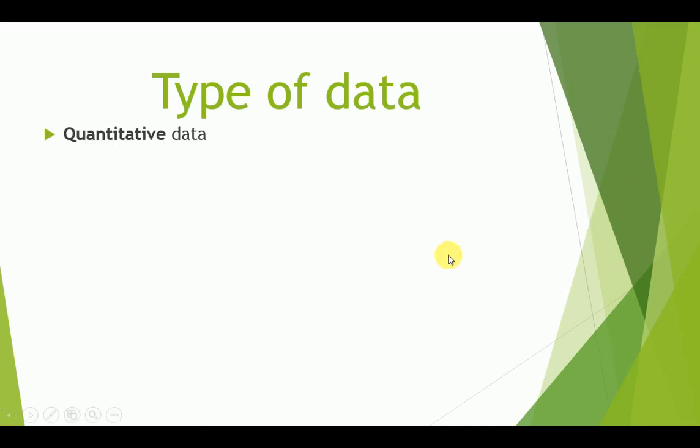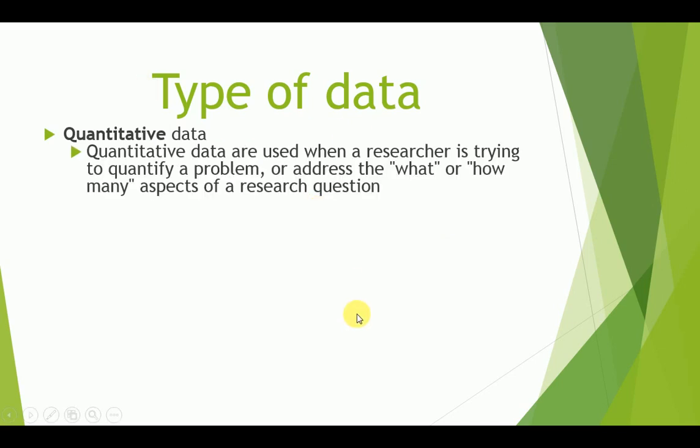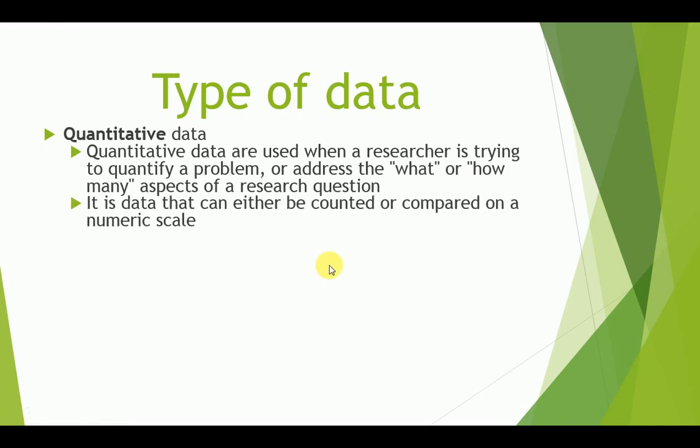Then the second type is the quantitative data. The quantitative data are used when a researcher is trying to quantify a problem or address the what or how many aspects of research question. It is data that can either be counted or compared on a numeric scale.